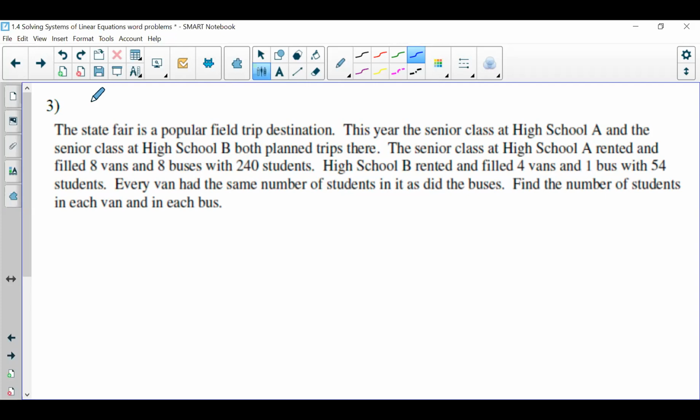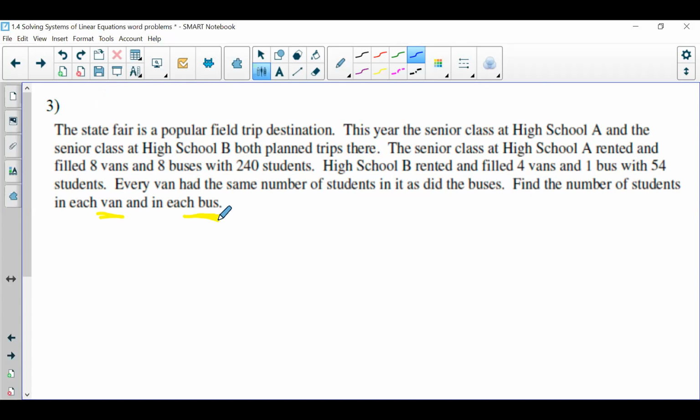A and B. Well, yeah, we could use A and B, right? Because you have high school A, and then you have high school B, and then high school rented filled 8 vans and 8 buses with 240 students. Yeah. So what are we solving for though? Find the number of students in each van and each bus.